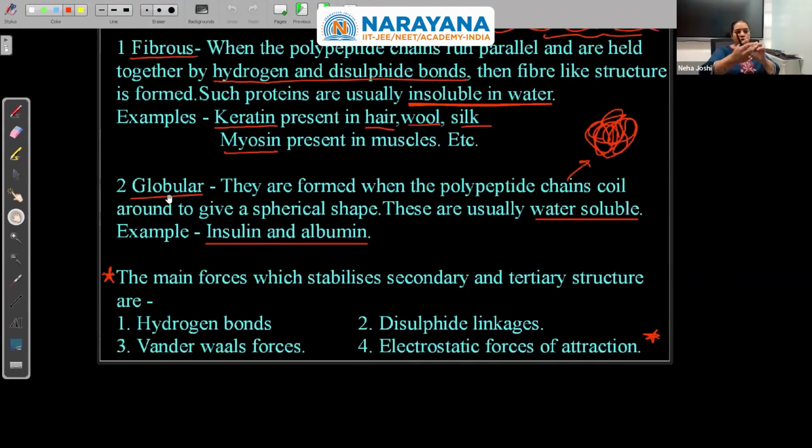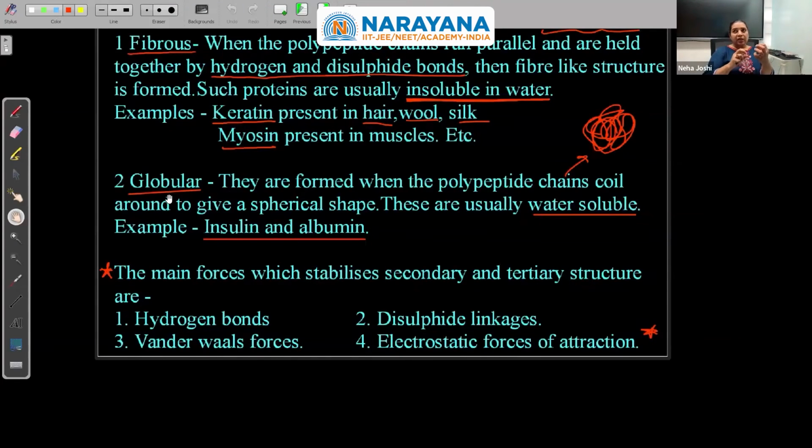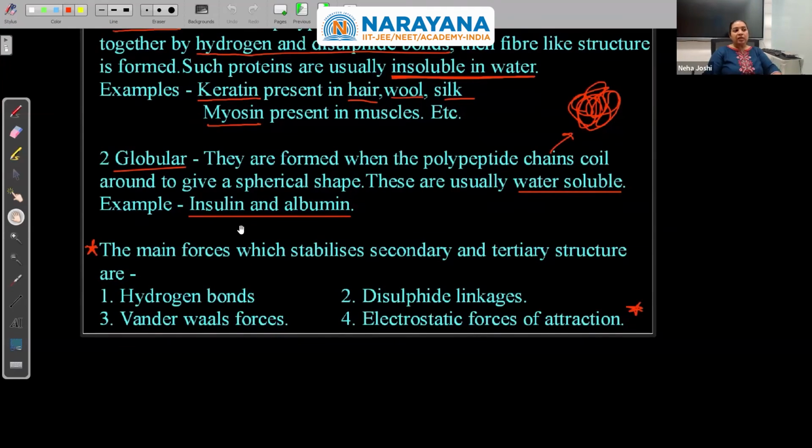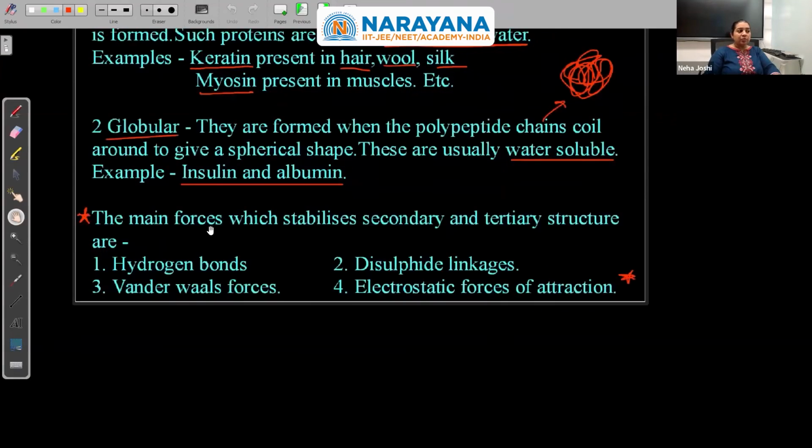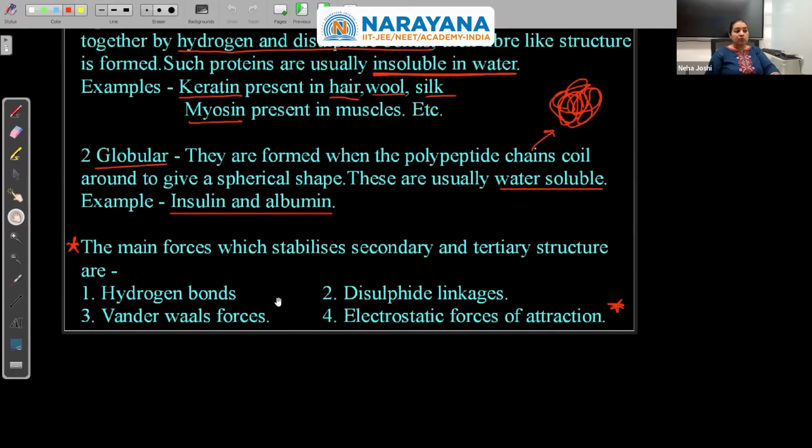Globular proteins are those where the polypeptide chain coils around to give a spherical shape. These are usually water soluble, examples being insulin and albumin. The main forces which stabilize secondary and tertiary structure, this is objective, 4 points directly: hydrogen bonds, disulfide linkage, van der Waals forces, and electrostatic forces of attraction. Please remember these four.